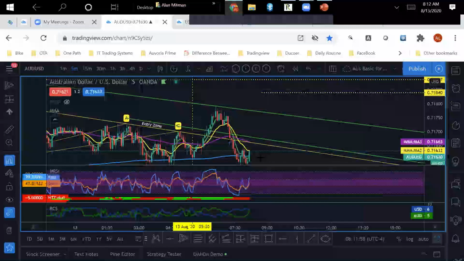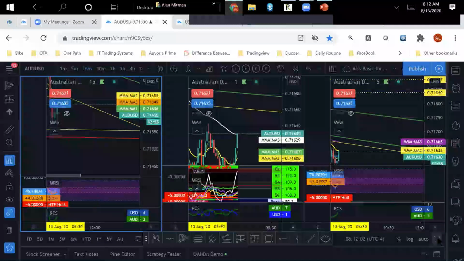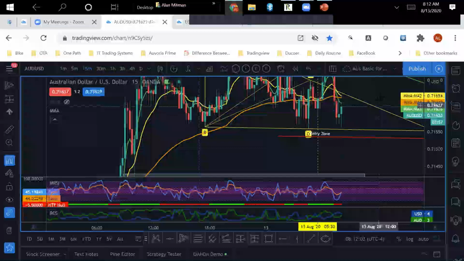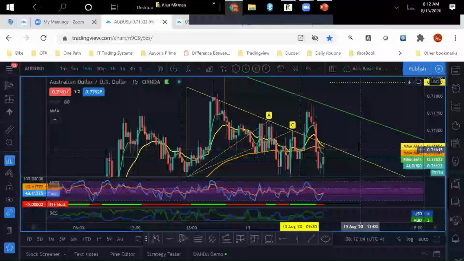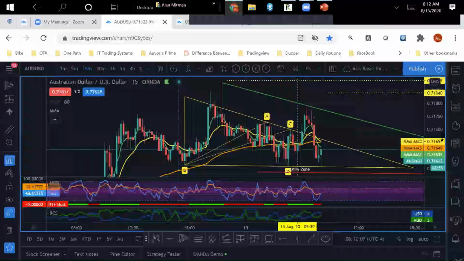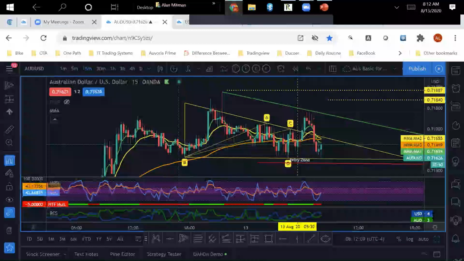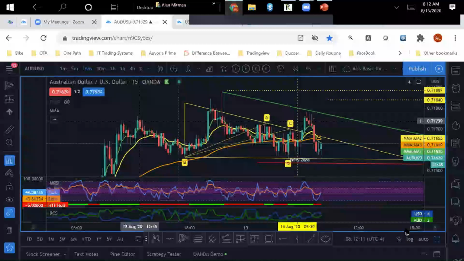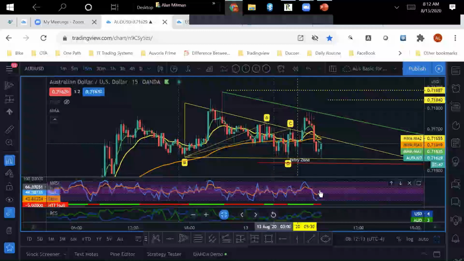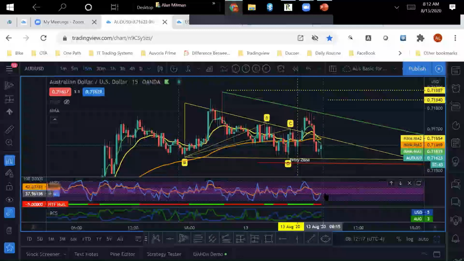Let's see what it looks like on a 15-minute chart. On the 15-minute chart, the US dollar is still strong, not by a lot, but it looks like it's starting to, well, right now everything's right in the middle, so we don't really know which way this thing's going to go.